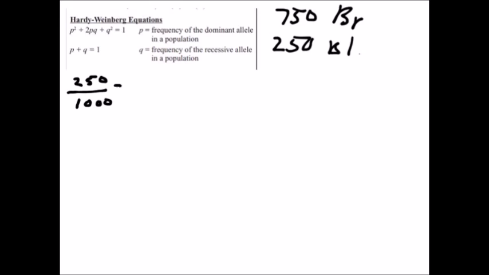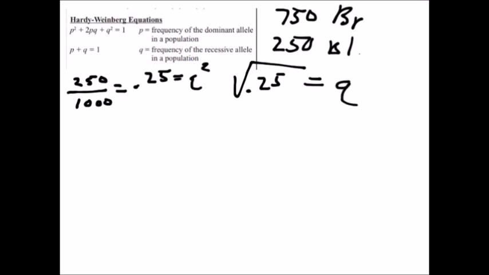So let's divide that out. 250 divided by 1,000 gives us 0.25. That is Q squared. That is our frequency of individuals that are homozygous recessive. Well, the next thing that we want to do is to go ahead and just do what the math says. Let's take the square root of Q squared. The square root of Q squared is Q, and the square root of 0.25 is 0.5. So that gives us Q.